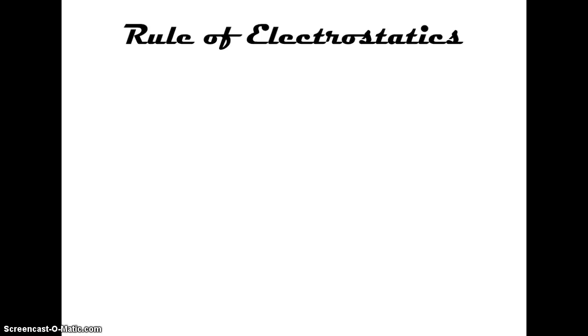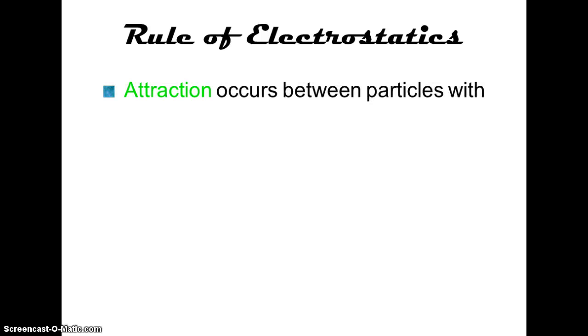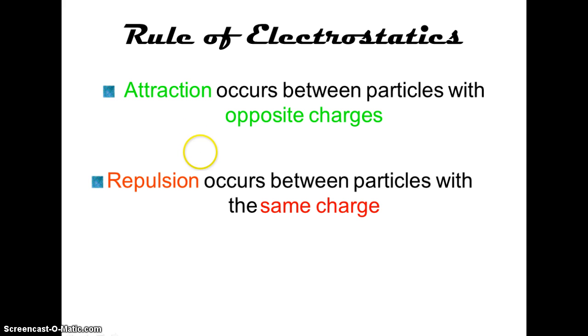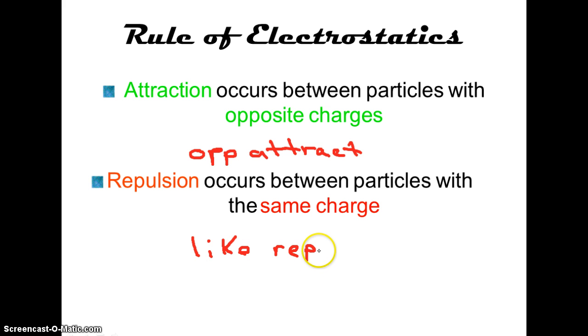Two rules of electrostatics. First one, attraction occurs between particles with opposite charges. Repulsion, the same charge. Think like this: opposites attract, likes repel. You will need to know those rules of electrostatics.